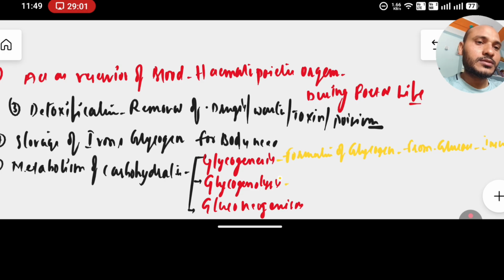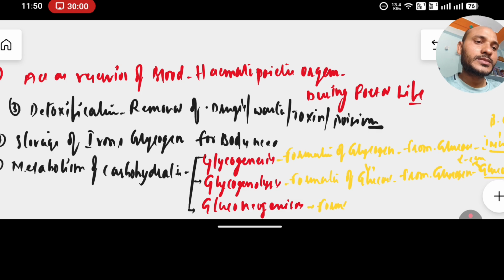Glycogenolysis is quite the opposite of glycogenesis: formation of glucose from glycogen. It means that glycogen undergoes breakdown to form glucose again, in the presence of a pancreatic hormone, glucagon. Insulin is also a pancreatic hormone, and glucagon is also a pancreatic hormone. Insulin is secreted from the beta cells of the pancreas, and glucagon is secreted from the alpha cells of the pancreas. So glycogenesis and glycogenolysis are vice versa reactions, quite opposite to each other.